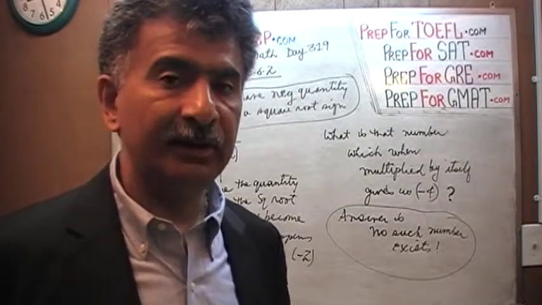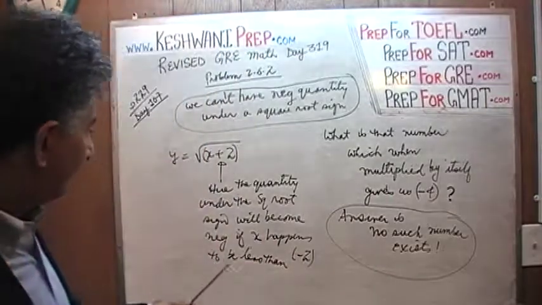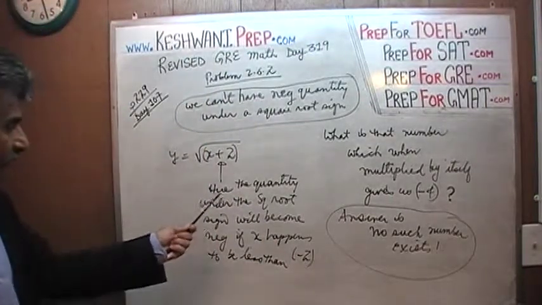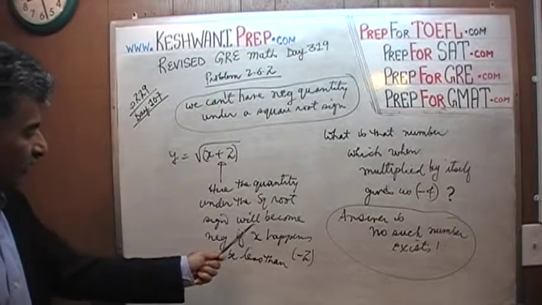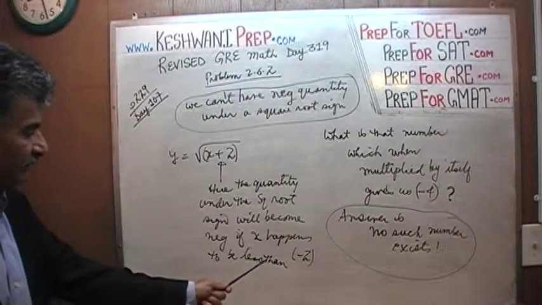Now how do we say this thing in the language of mathematics? This is how we say it in the English language. The quantity under the square root sign will become negative if x happens to be less than negative 2.